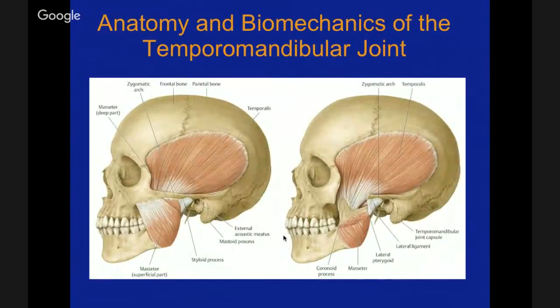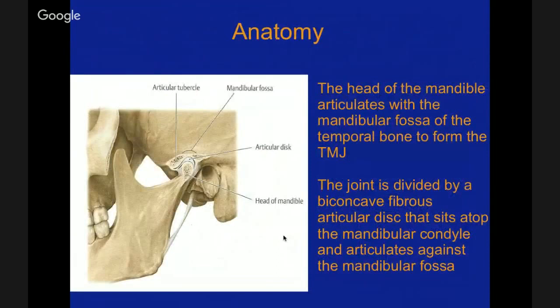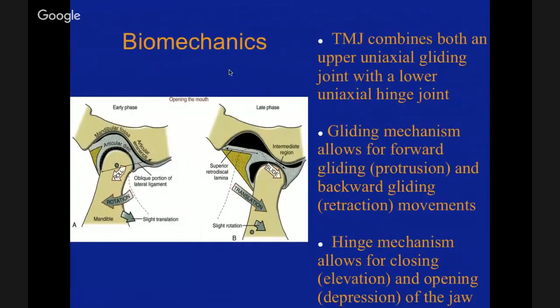So, anatomy and biomechanics of the temporomandibular joint. The head of the mandible articulates with the mandibular fossa, and then you have a biconcave articular disc separating the joint. The TMJ is unique in that it combines both a gliding joint and a hinge joint. The gliding mechanism allows for the forward gliding or protrusion of the mandible in relation to the temporal bone, and then the retraction. And the hinge mechanism allows for closing or elevation and opening or depression of the jaw.